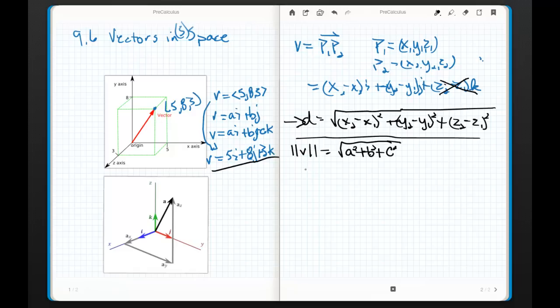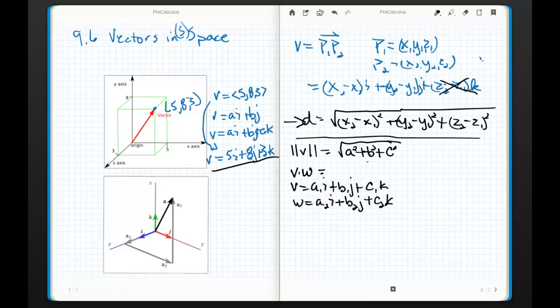All right? Now, let's say that I want to dot v with w. And I've got v over here. Let's let v equal a1i plus b1j plus c1k. And let's let w equal a2i plus b2j plus c2k. Well, what do you think that the dot product is?